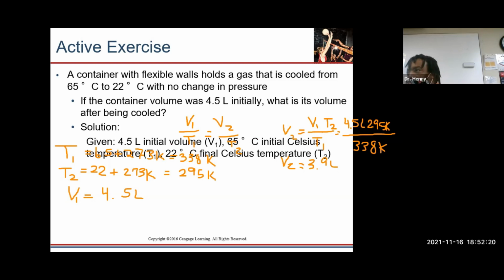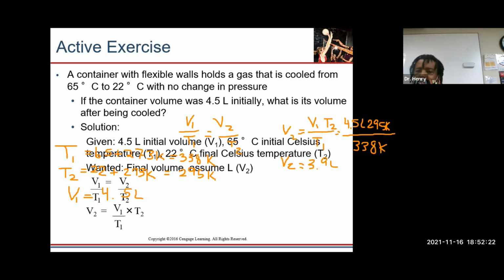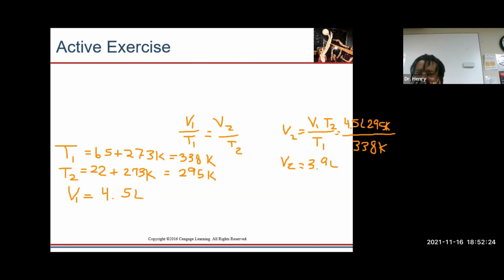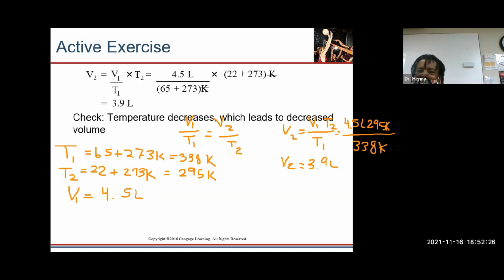Okay, ready for the next one? You said, can we go? No, not yet. Of course, do it. I thought you said you like chemistry. Oh, you like math. Okay.